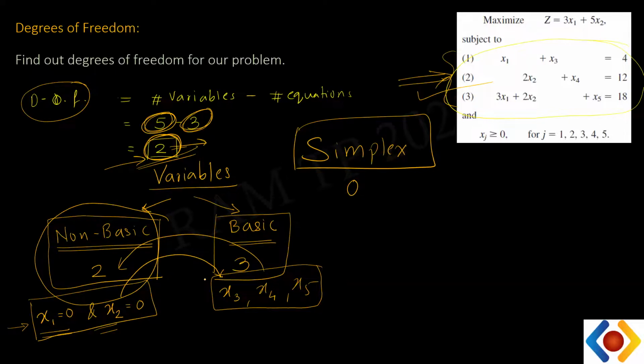Which one is that? That is something we need to decide, because there are 3 variables. So I need to figure out which variable I should push back as non-basic out of this bucket.